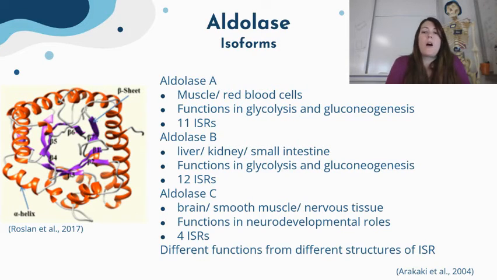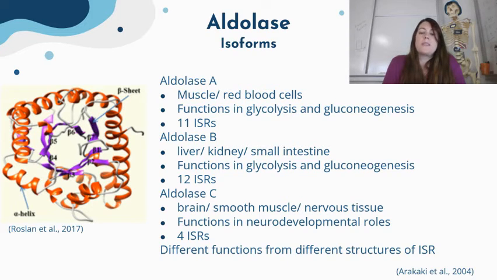Within the class 1 aldolases, found in mammals, there are 3 different isoforms. Aldolase A is expressed in muscle and red blood cells, Aldolase B is expressed in liver, kidney, and small intestines, and Aldolase C is expressed in brain, smooth muscle, and nervous tissue. When comparing aldolase DNA sequences, human aldolase A and B had a 66% similarity, B and C had a 68% similarity, and A and C had a 78% similarity.